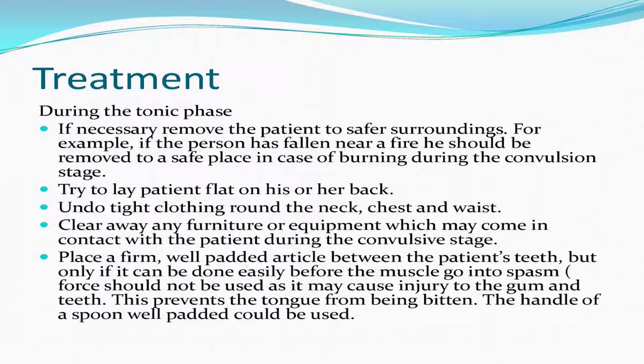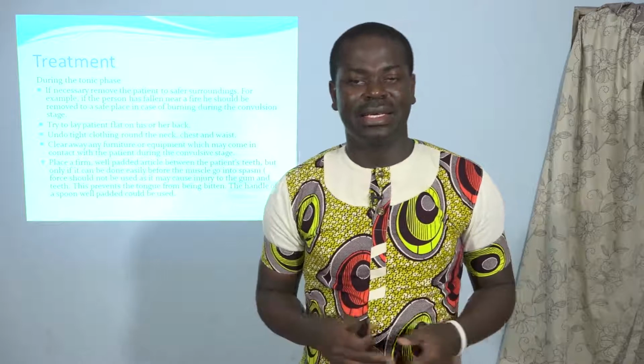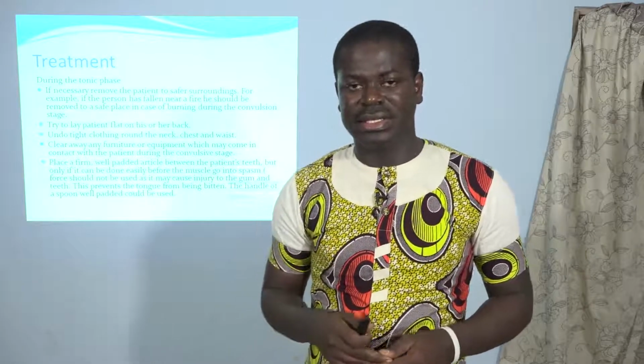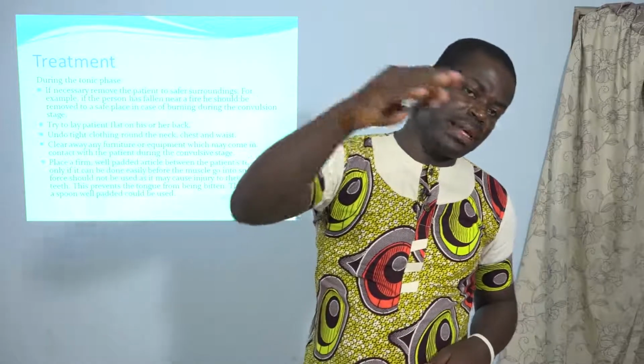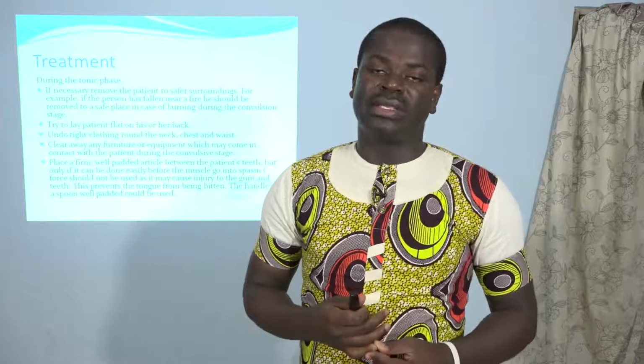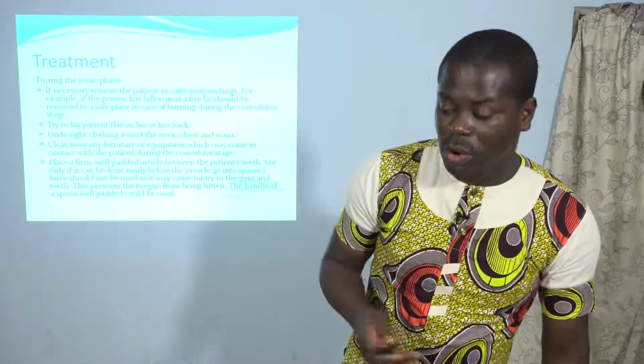Place a firm, well-padded article between the patient's teeth, but only if it can be done easily before the muscles go into spasm. So you also have to make sure you have padded it in between the teeth, so that the padded handle of a tablespoon will fall on the tongue and restrain the tongue from obstructing the airway or from even being bitten badly by the teeth.